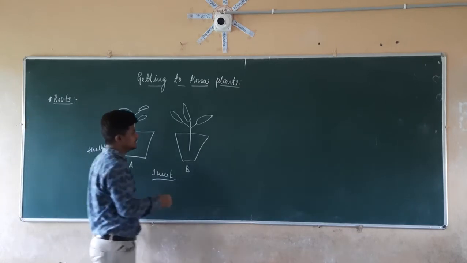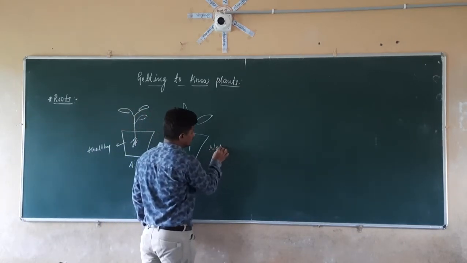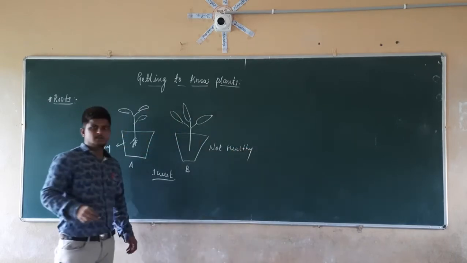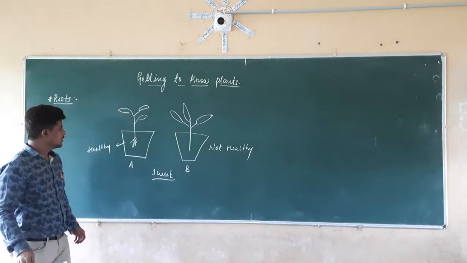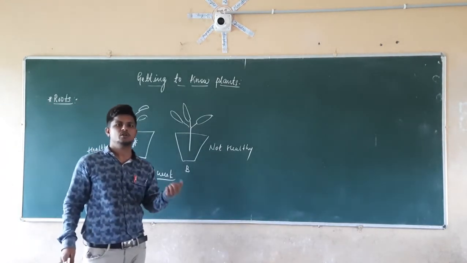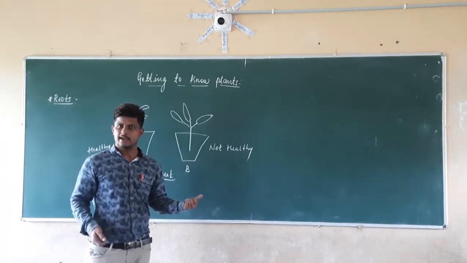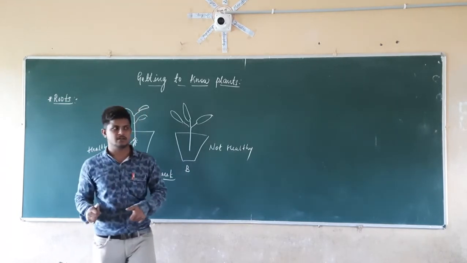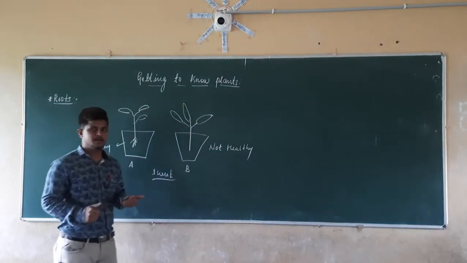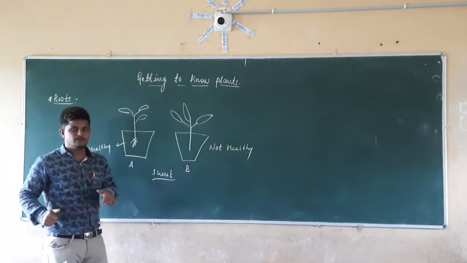But this plant is not healthy after 1 week. So what is the major factor here? To become healthy, we know that photosynthesis should occur so that they can utilize their food and become healthy. Just as we require food to become healthy, in the same way, plants also require food for healthiness.